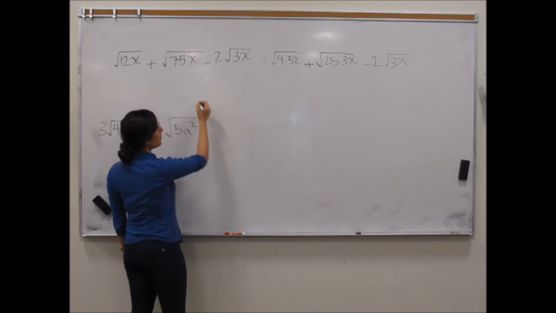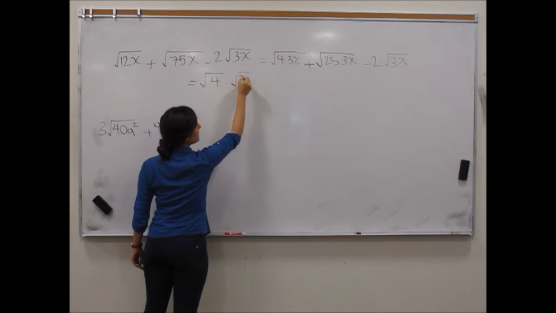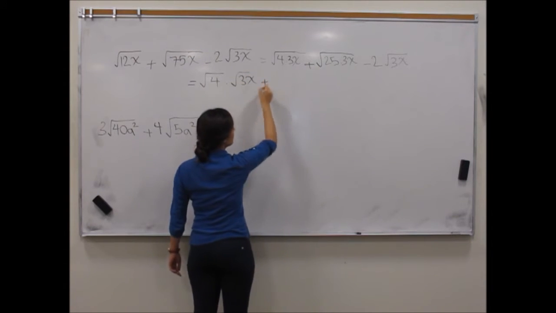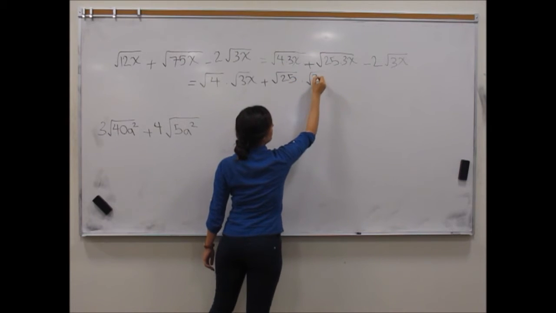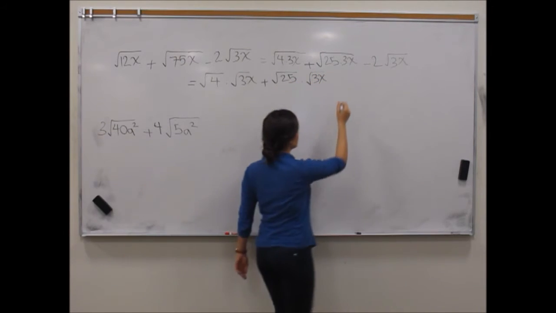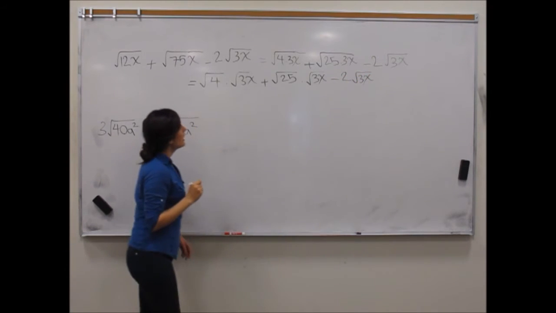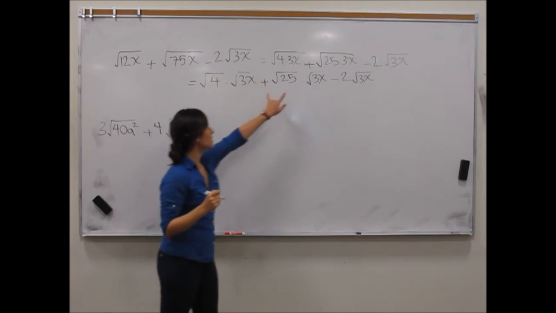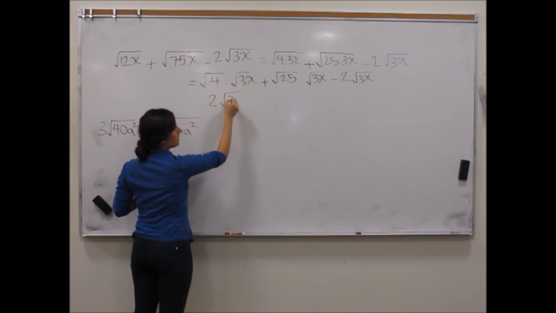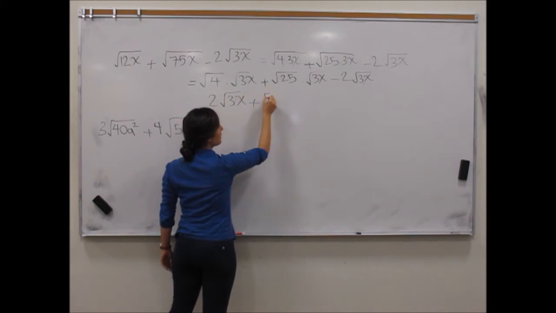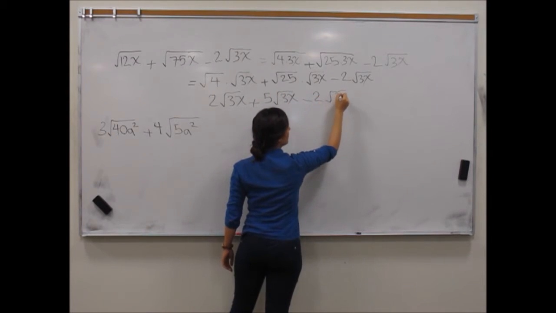So I have rad 4 times rad 3x. And then for the second one, I have rad 25 times rad 3x. And the last one is the same. As you can see, this one is a perfect square and this one is also a perfect square. I can rewrite them as 2 times rad 3x plus 5 rad 3x minus 2 rad 3x.